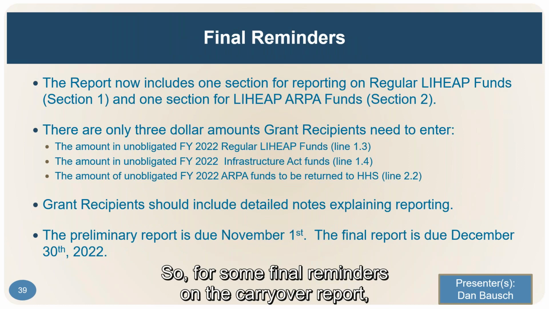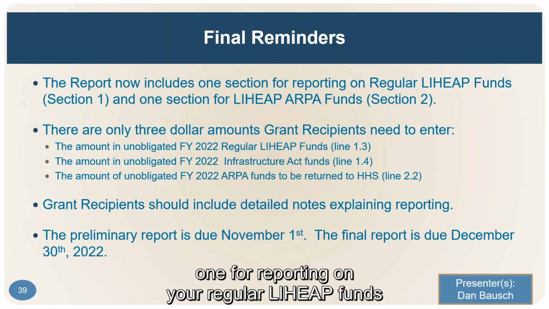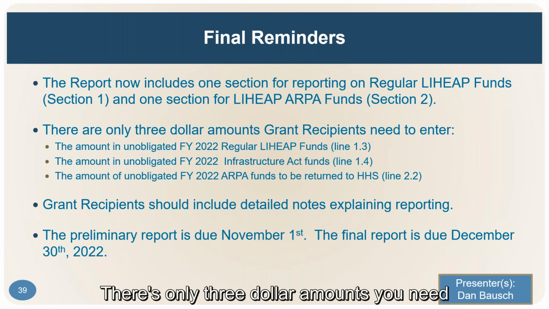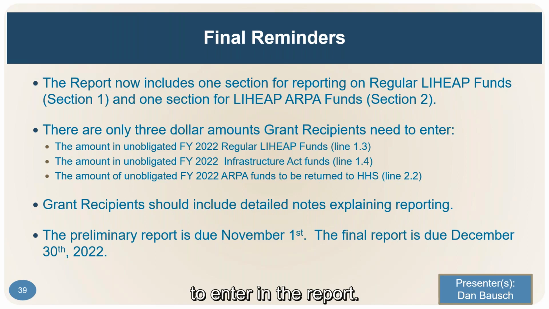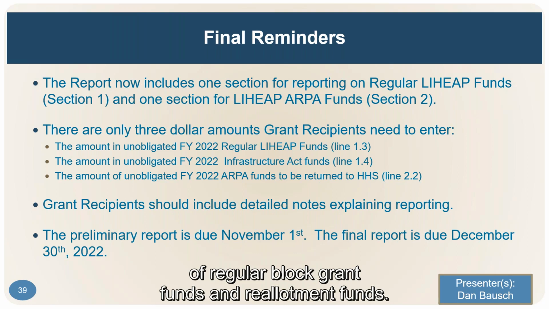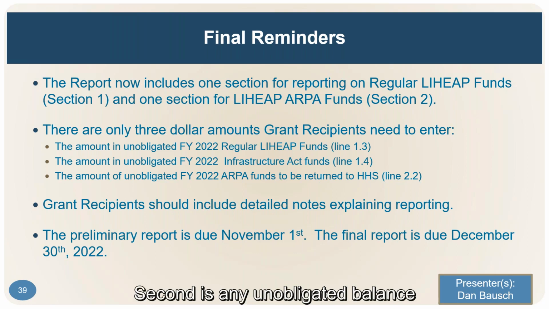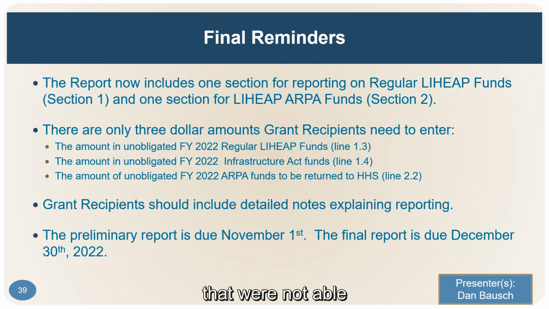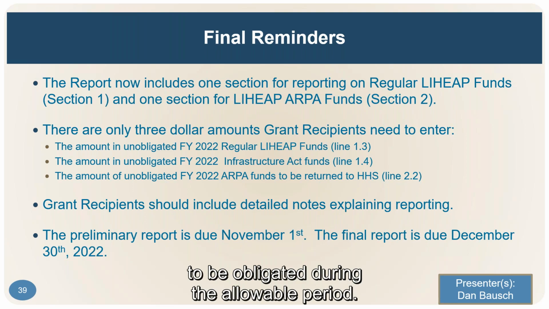So for some final reminders on the carryover report, there's two sections: one for reporting on your regular LIHEAP funds with the Infrastructure Act funds, and a separate section for ARPA funds. There's only three amounts you need to enter in the report. One is the unobligated amount of regular block grant funds and reallotment funds. Second is any unobligated balance from your 2022 infrastructure funds. Third is any remaining unobligated ARPA funds that were not able to be obligated during the allowable period.